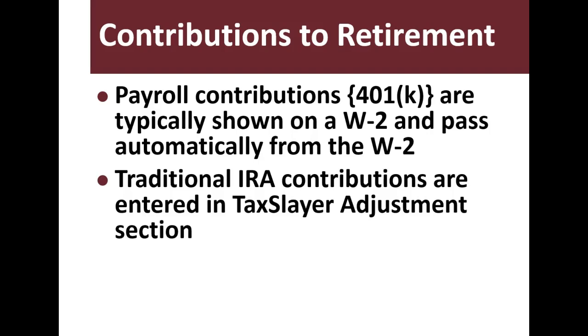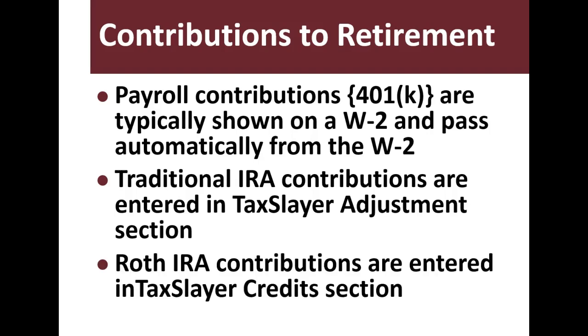Now, traditional IRA contributions, if they contribute directly to an IRA account, that's what we're going to cover in our second session. And those items will appear in the TaxSlayer adjustment section. We'll cover them again in the second session, but just a quick note, a traditional IRA contribution can also qualify for the retirement savings credit that we're going to talk about here if they meet the income limitations.